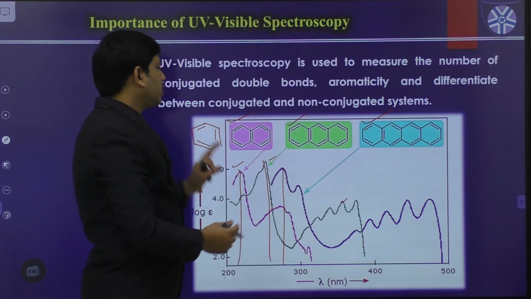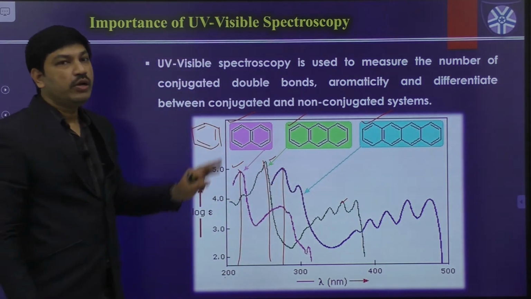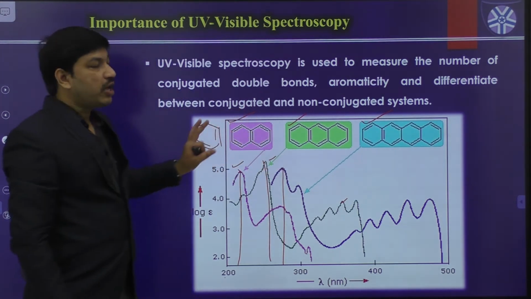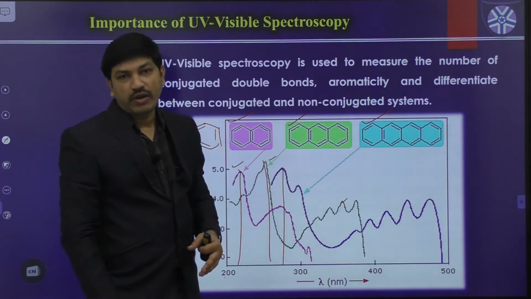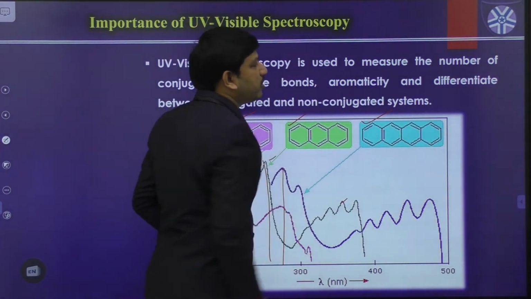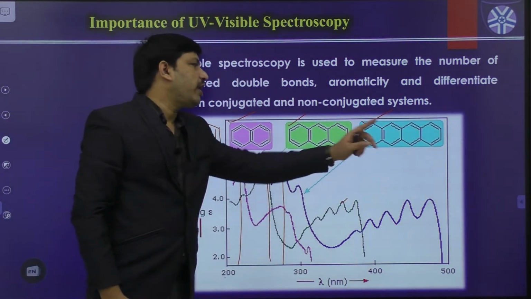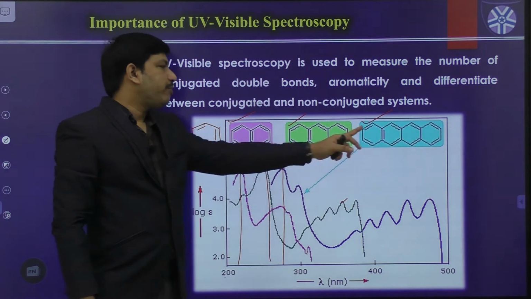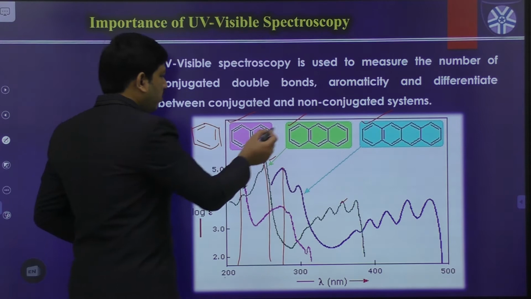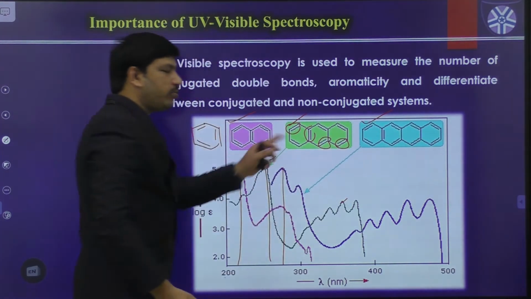So this absorption spectrum, or UV visible spectroscopy, is useful to predict the aromaticity available in a given compound, what type of aromaticity is available. At the same time it is also useful to calculate the number of conjugated double bonds available in a given molecule. Even though all these are aromatic compounds, in these aromatic compounds also we have conjugated double bonds like this. All these are conjugated double bonds only. Yes or no? In all the molecules.